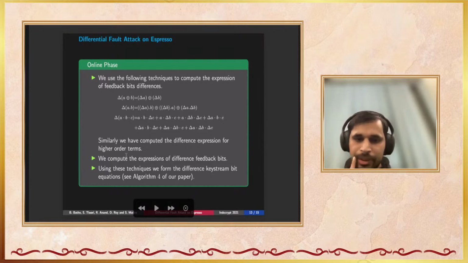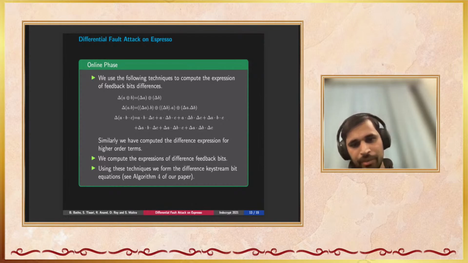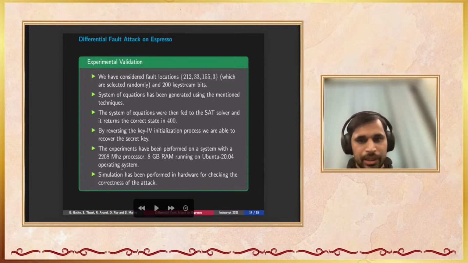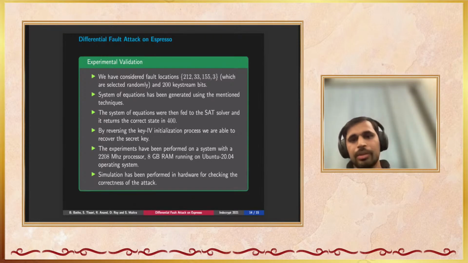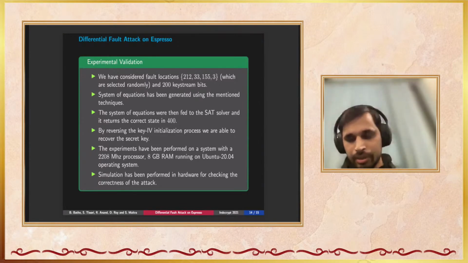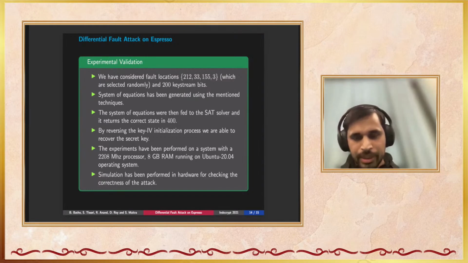And then we compute the expressions of difference feedback bits, and using the techniques that we have already explained before, which is explained in more detail in algorithm 4 of our paper, we form this differential key stream bit equations. Using these key stream bit equations, we then try to solve and derive the secret key.